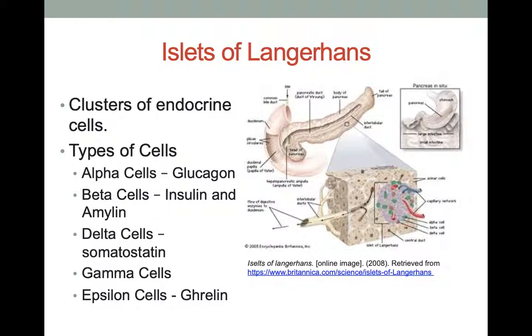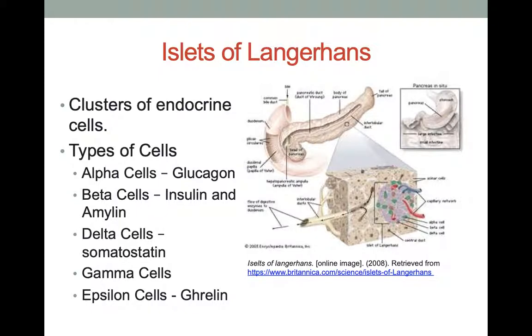Within these little clusters, you have various cell types. So the first cell type are the alpha cells. These make up about 25% of the endocrine cells, and the alpha cells are responsible for producing glucagon. So we'll come and talk about them again in a little bit.